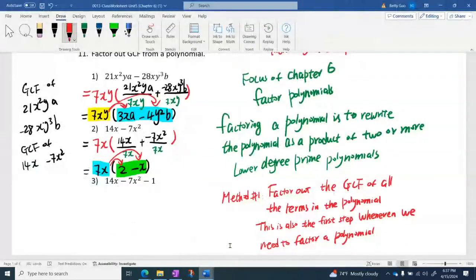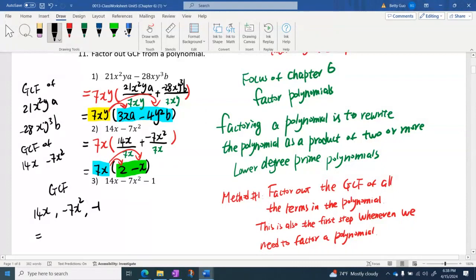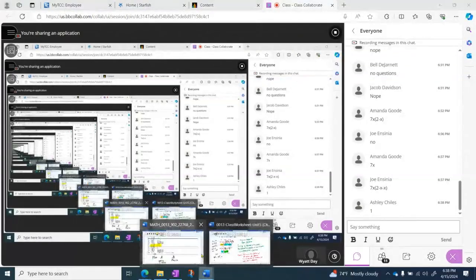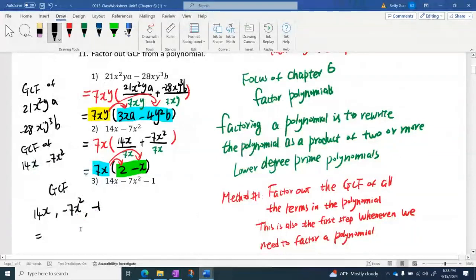So let's think about the 3 terms in the trinomial. So we have 14x as the first term, negative 7x squared as the second term, and negative 1 as the third term. Think about what's the GCF of the 3 terms. What is the GCF of the 3 terms? One. Thank you, Ashley. Yeah, exactly. Hope you see that. The GCF of all the 3 terms is 1. Right, guys?